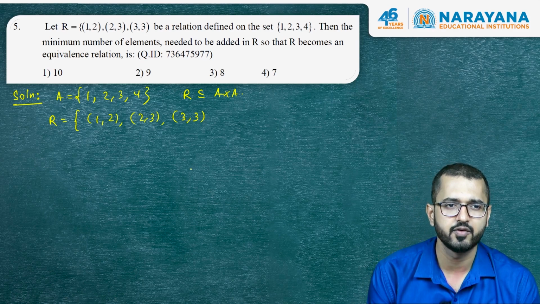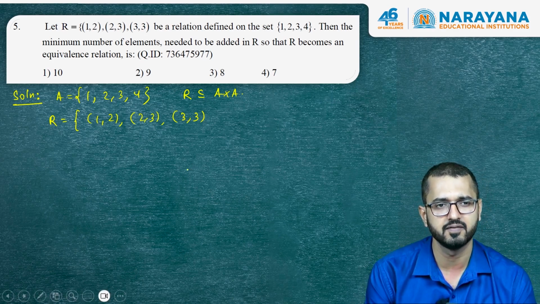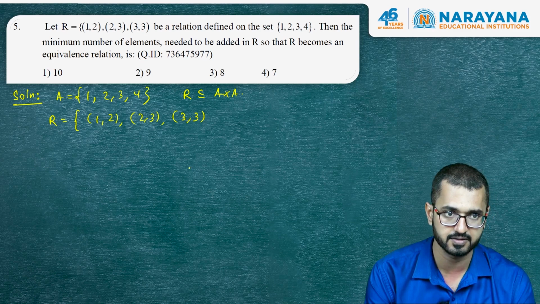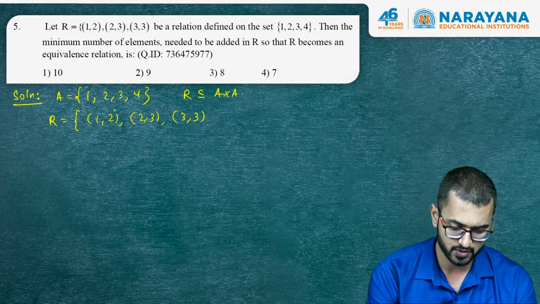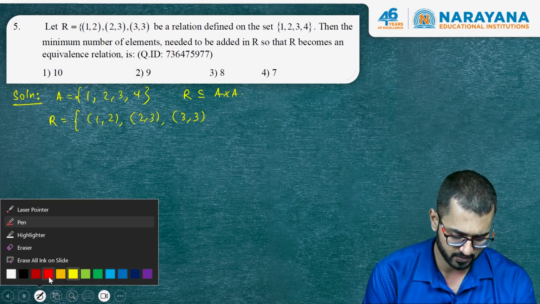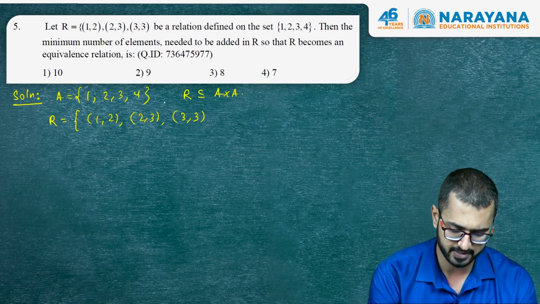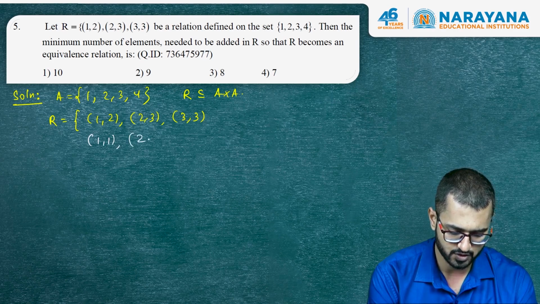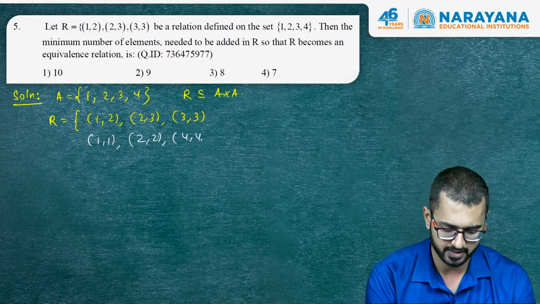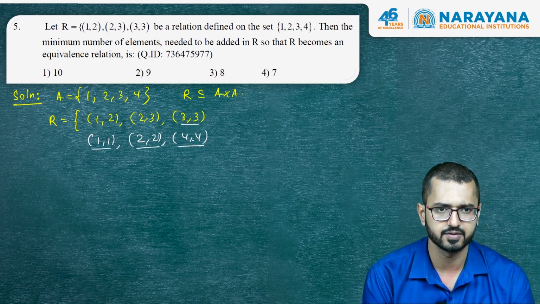So now to make it an equivalence relation, we need to make it reflexive and symmetric first. So let's see how we can make it reflexive. For reflexive, all the elements must be here like (1, 1), (2, 2). So we'll add all those elements. First I'll be having 1, 2, 3, 4. So I'll add (1, 1), and I need to add (2, 2). (3, 3) is already there, so no need to add. We'll write (4, 4). Now we have added these basic requirements for reflexive. So this is now reflexive.